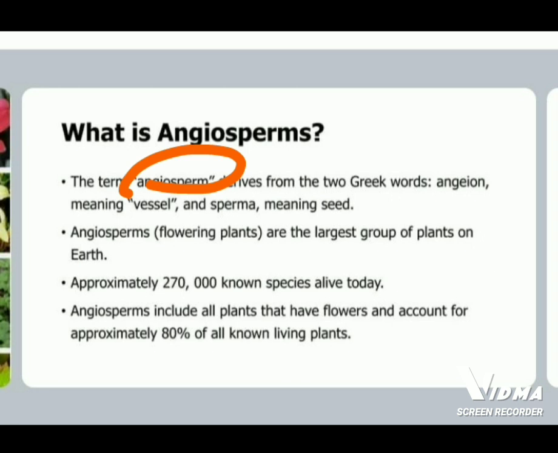Angiosperms are the largest group of plants on the earth, with approximately 270,000 known species alive today. Angiosperms include all plants which have flowers and account for approximately 80% of all known living plants.